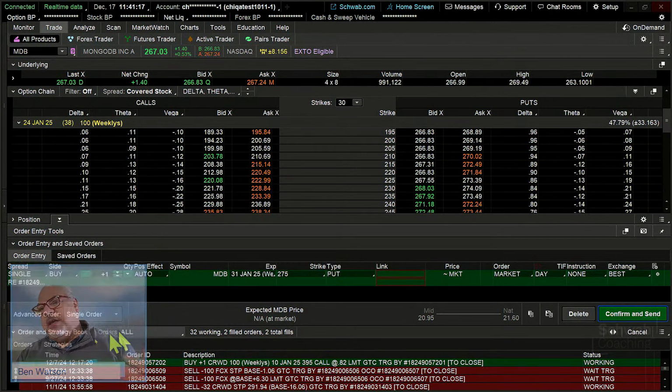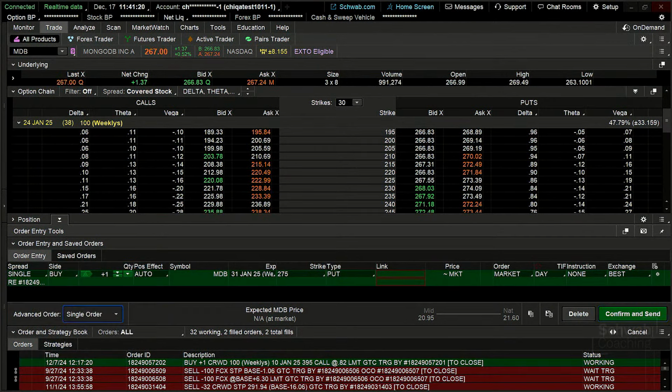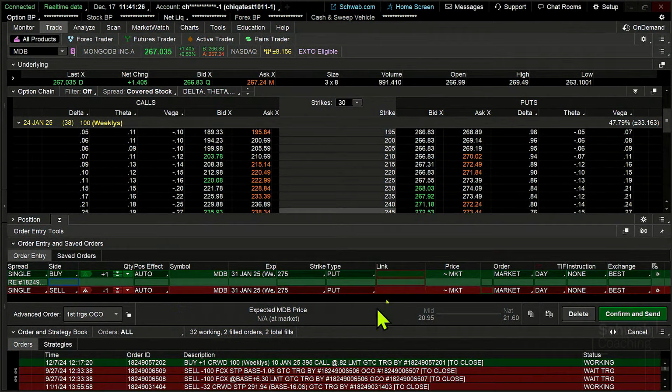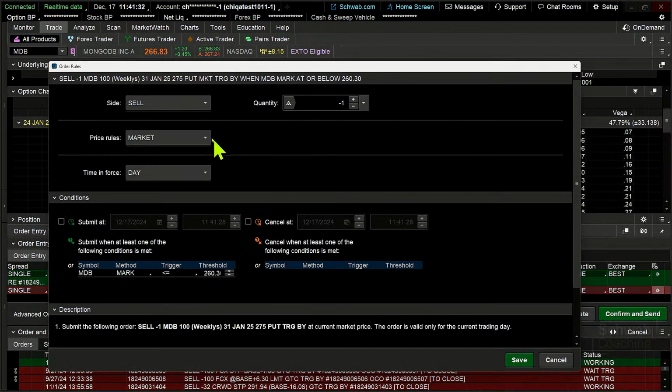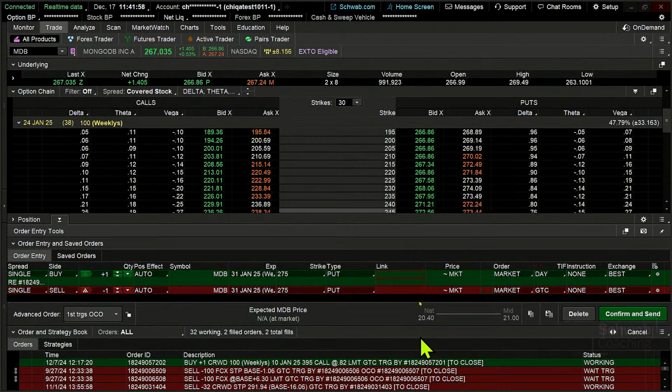And what we're going to do is we would then make that also, we could make this an OCO, first triggers OCO, and we would create another opposite order, and we would trigger that opposite order the same way. We would just say, make this a market order, make this good till canceled, and we would trigger if MongoDB went above, we said 275, right? So 275 might be our exit threshold. We don't know what the option is going to be trading at, but we're basing this on the movement of the underlying stock, 275, and then we would click on save, and then we would fire that order off.